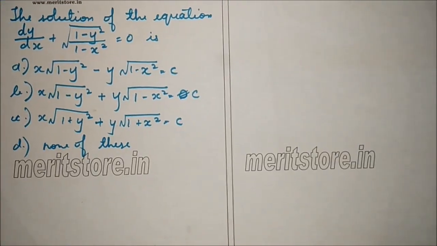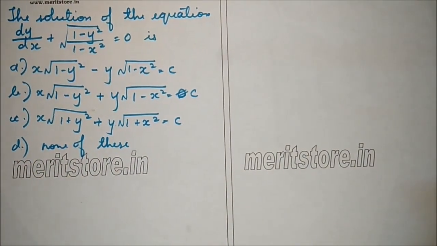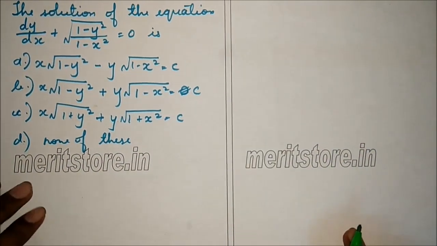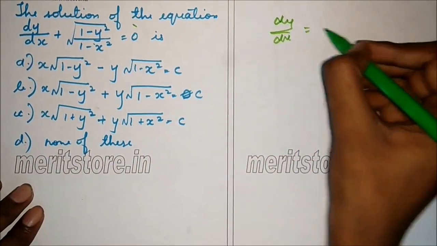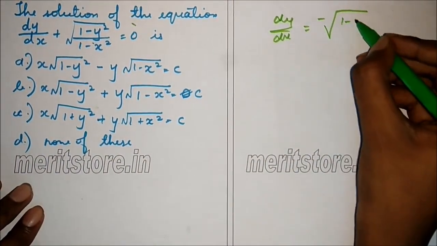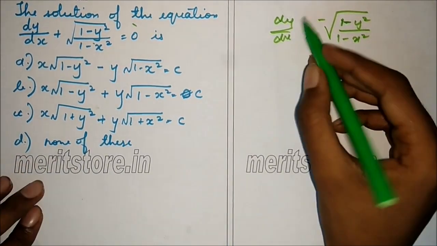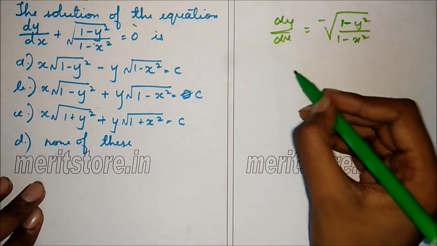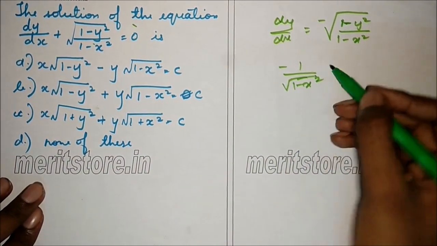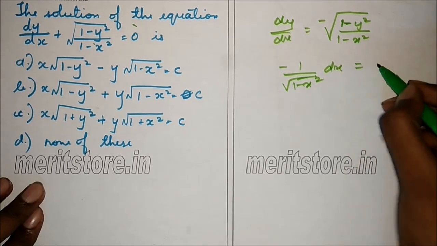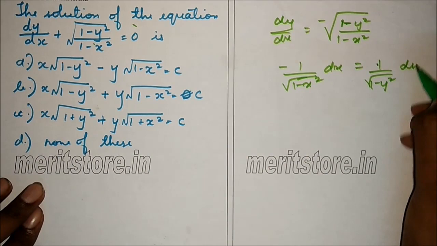The solution of the equation dy/dx + root of (1 - y²)/(1 - x²) = 0. First we bring this term to the RHS. So dy/dx = -root of (1 - y²)/(1 - x²). Bringing y terms on one side and x terms on the other side, we get -1/root(1 - x²) dx = 1/root(1 - y²) dy.